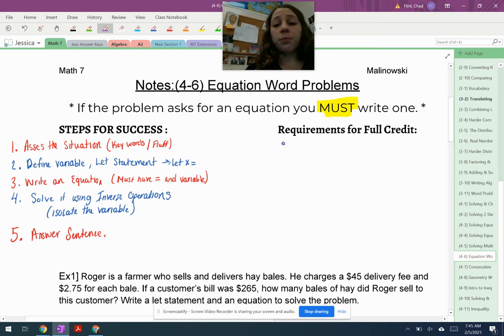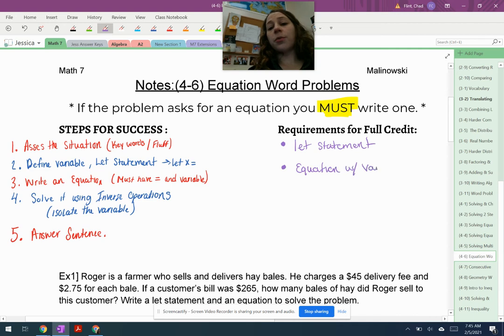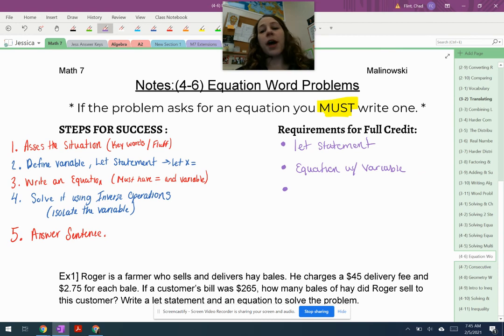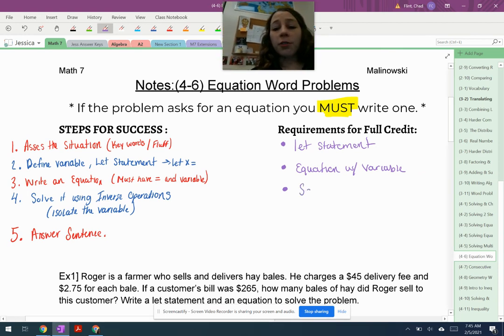First one is that you need to have a let statement. Second is an equation with your variable, of course. Third requirement, and again, you're getting a point for each one of these. So if you don't even know how to do the problem and you write down a let statement, I can still give you 1 point for that. You need to have solving work.